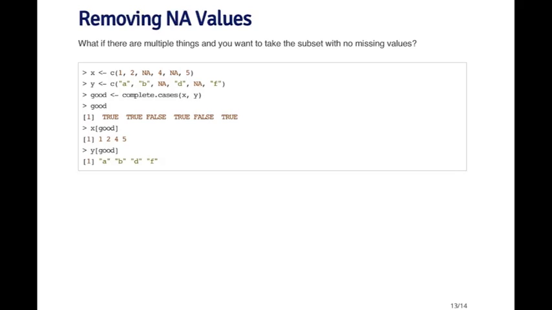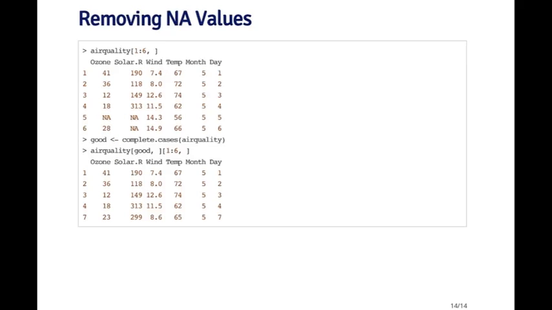So now when I subset X, I get the good elements of that, and when I subset Y, I also get the good elements of that. That's how I can look at multiple objects and subset all the missing values out to get the good elements. You can also use complete cases to remove missing values from data frames.